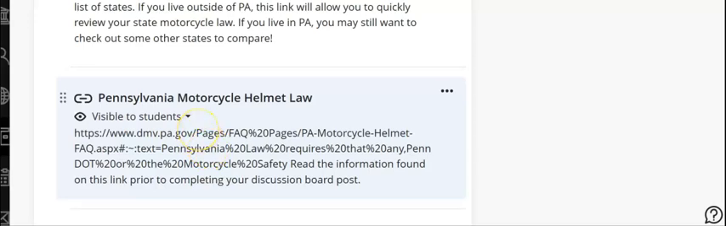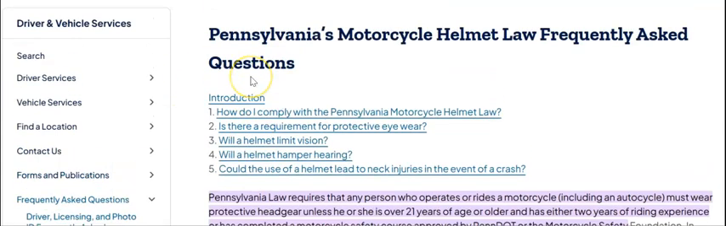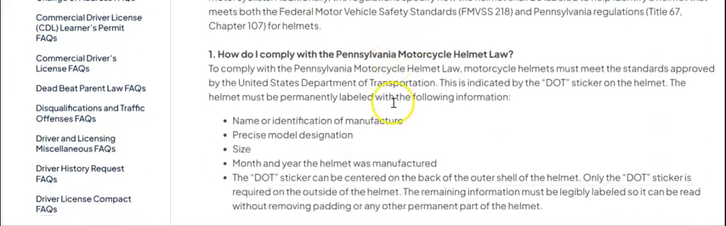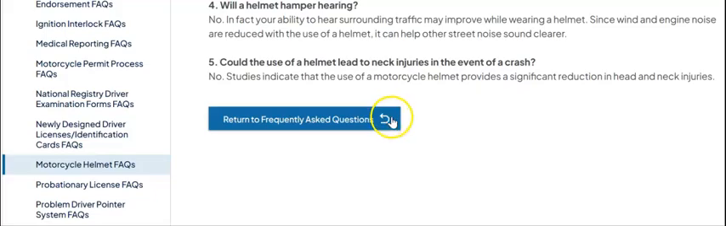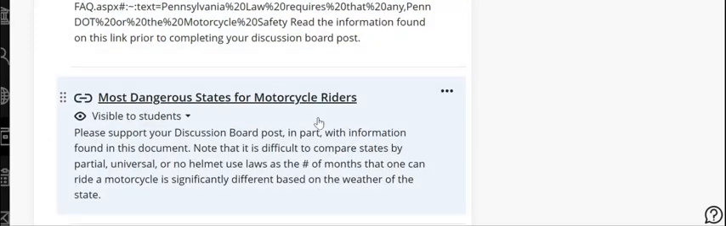Then there is another link, the Department of Motor Vehicles, and this is specific to Pennsylvania. You're going to want to make sure that you look at this link, and it's very short. It's the frequently asked questions, and they're all within this one page as far as how you comply with the law. So this gives you a little bit more information. You can see it's very short. I want everybody to be looking at the source of information, please, before you do your discussion board.